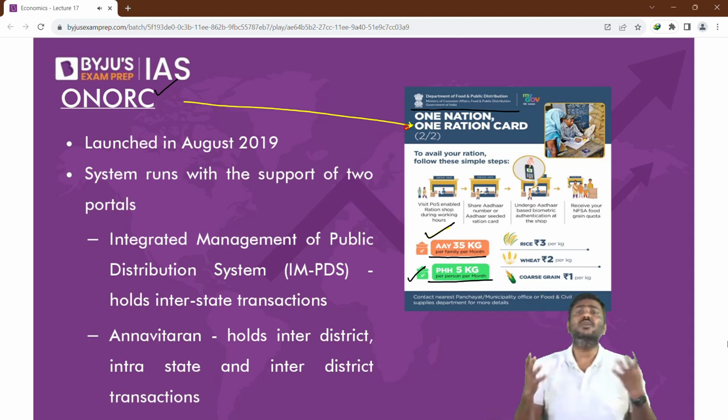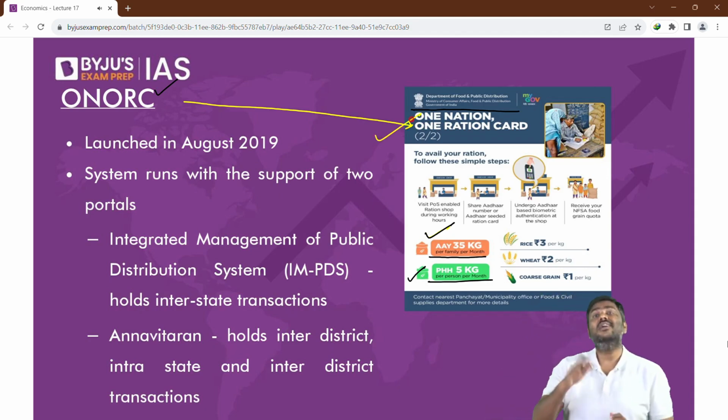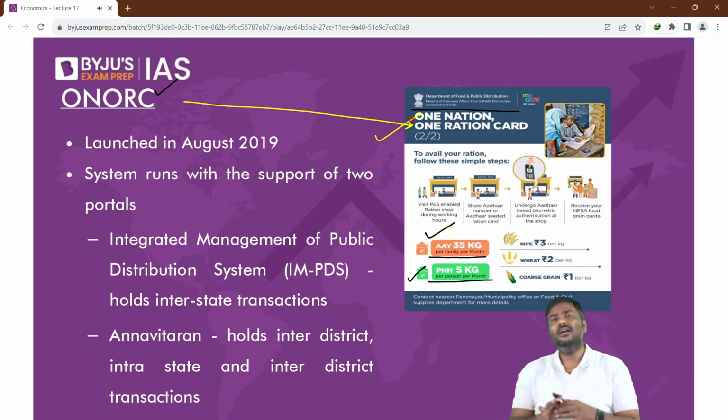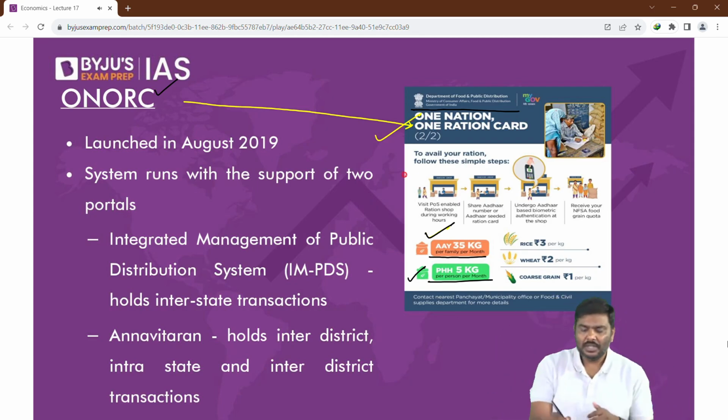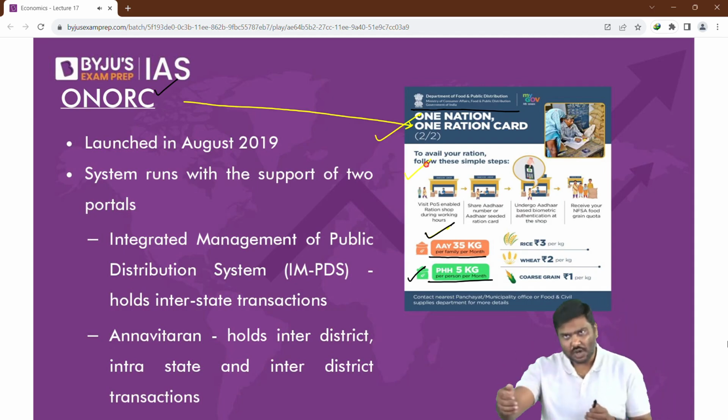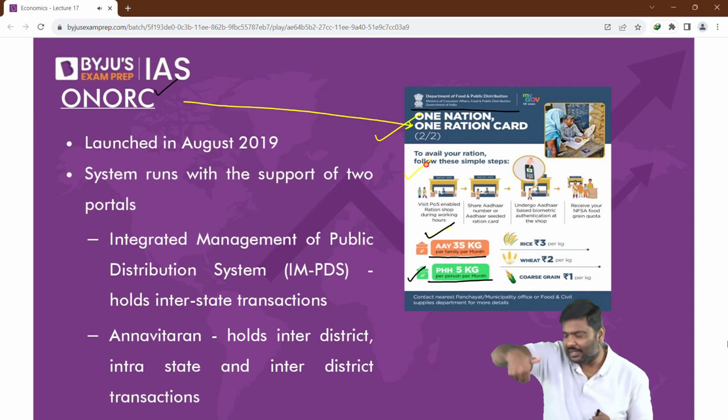Yes. So the Government of India says, don't worry, we will introduce a new concept. What is the new concept? One nation, one ration card. What happens under ONORC? Simple idea. I will go to the ration shop. The picture is given here. Please have a look at it.